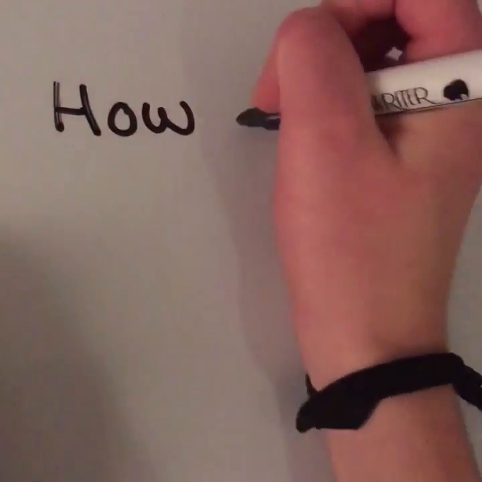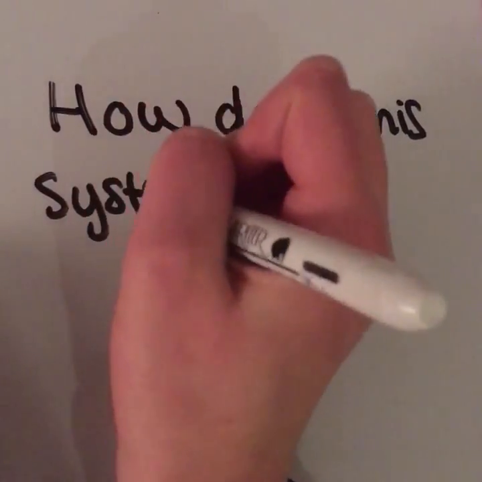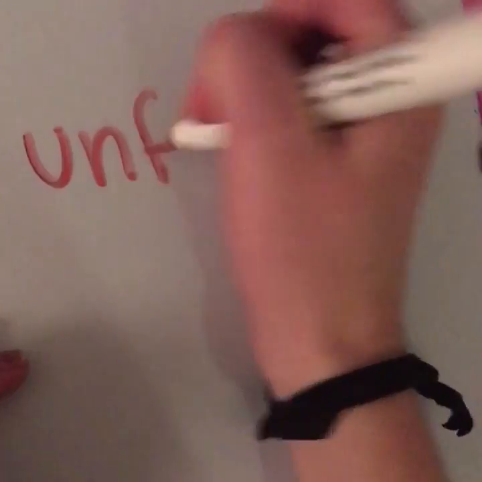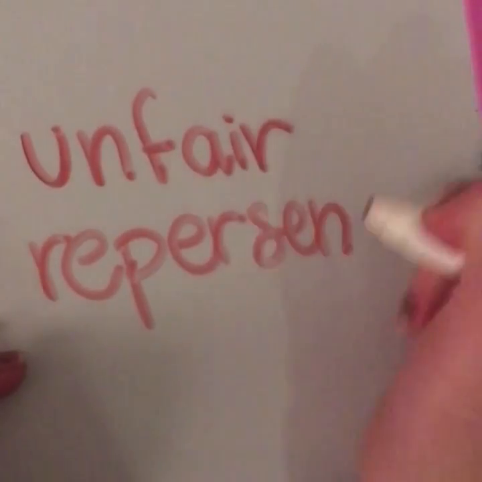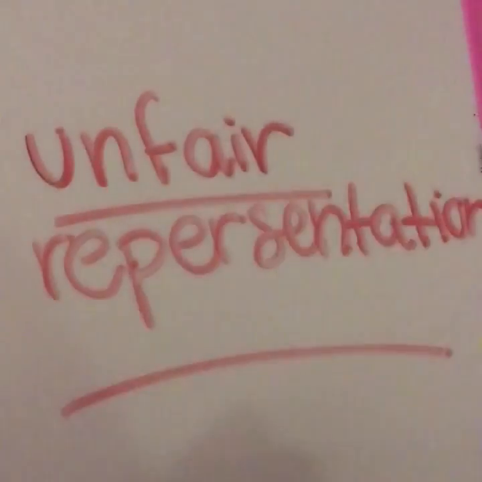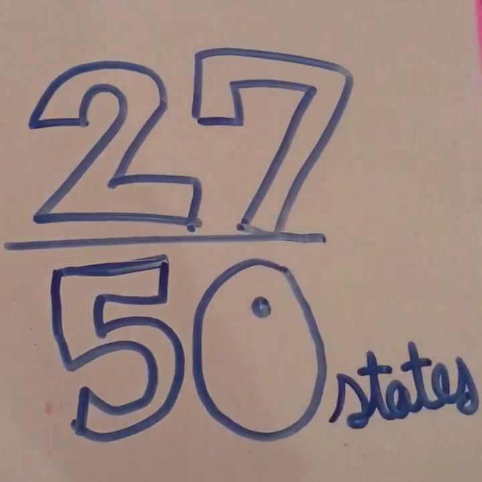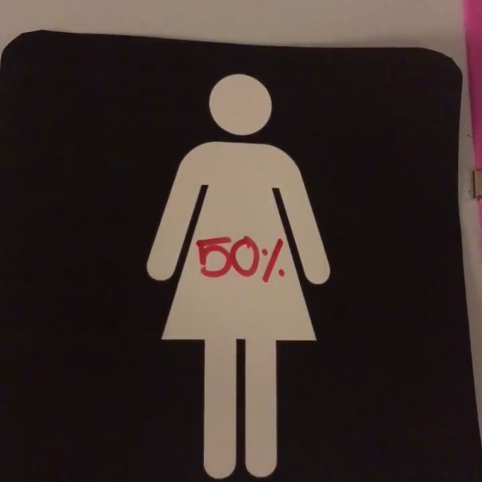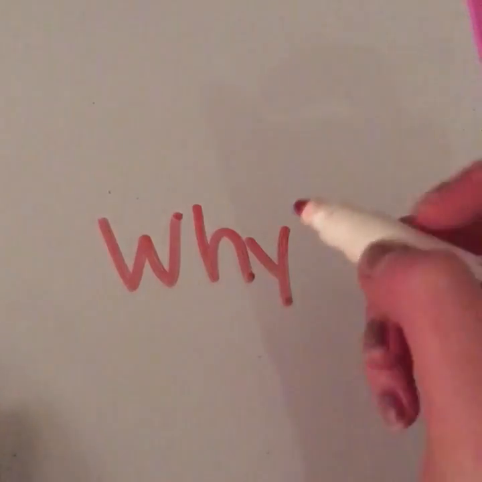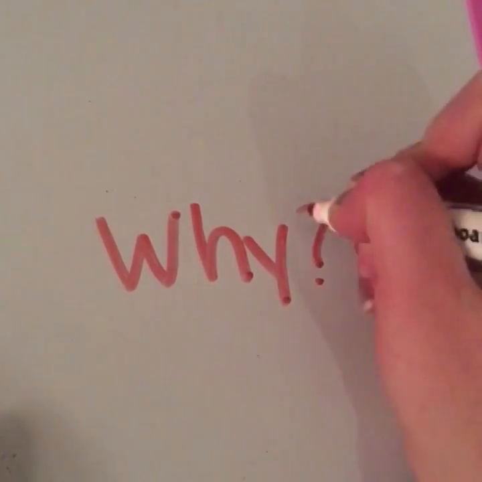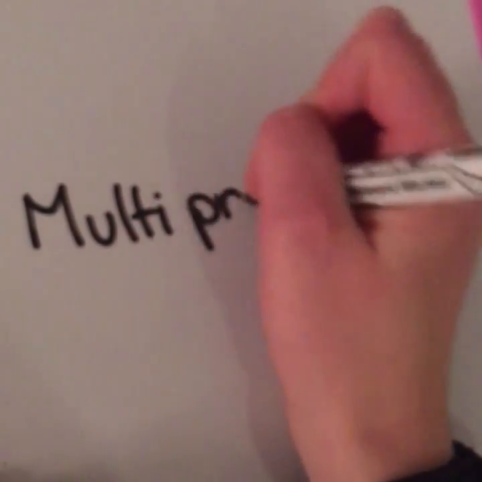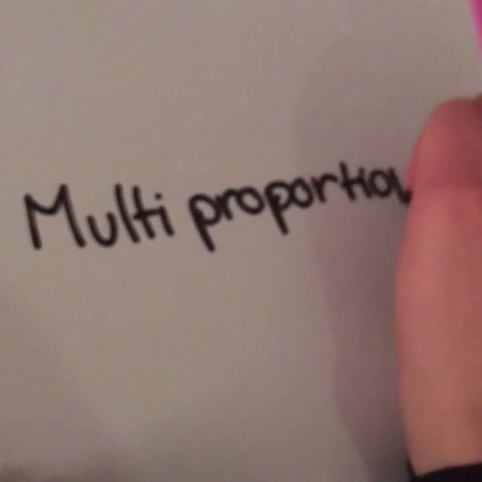Let's take a look at something else. So, how does this system affect women? Well, women and racial minority groups have what's called an unfair representation in the U.S. government. So far, only 27 out of the 50 states have female senators, although over 50% of the population is female. So, why don't they have as much power as men in the office? Women are best represented in a multi-proportional representation, where more than one seat is elected.